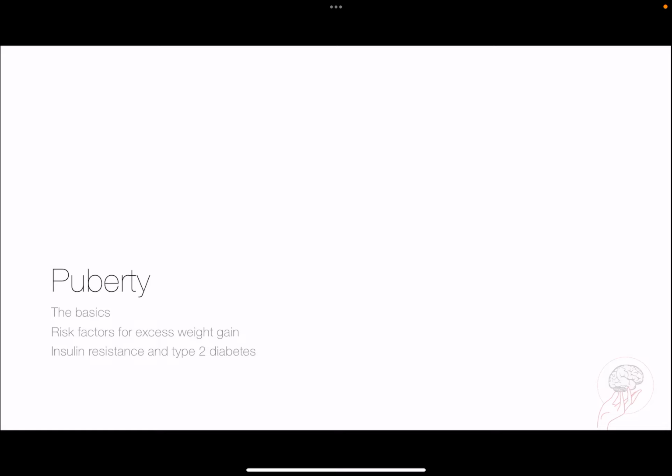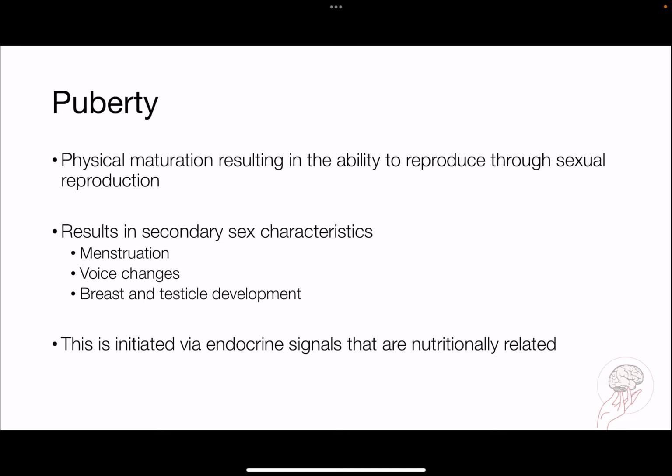Now we're going to get into puberty. We'll go over the basics of what puberty is, and then get into risk factors for excess weight gain related to puberty, as well as insulin resistance and type 2 diabetes.